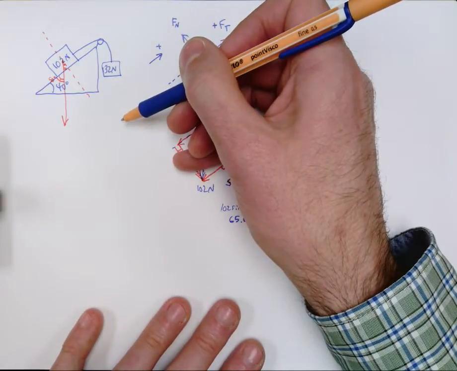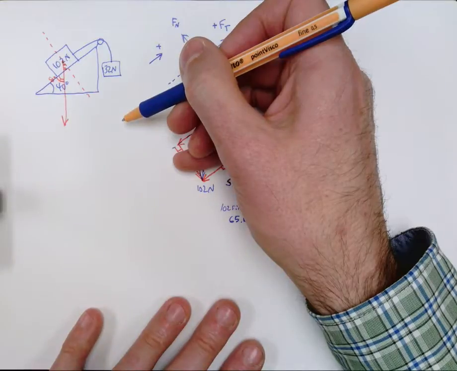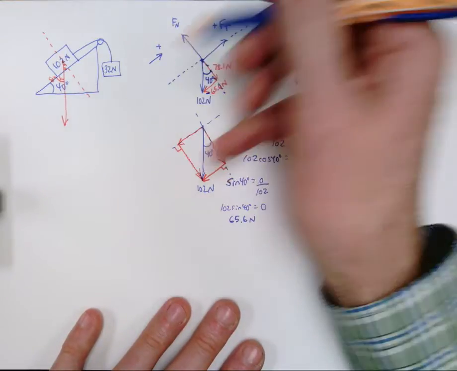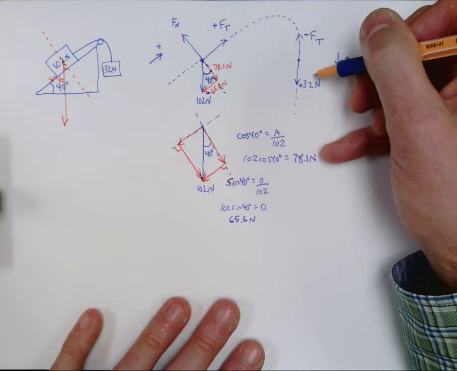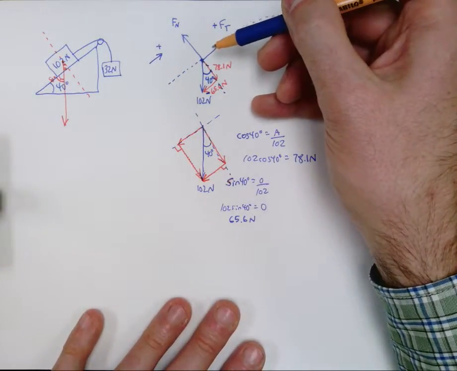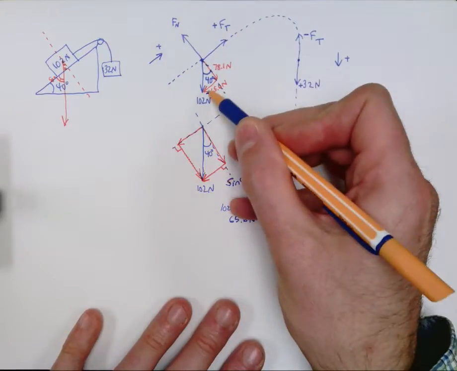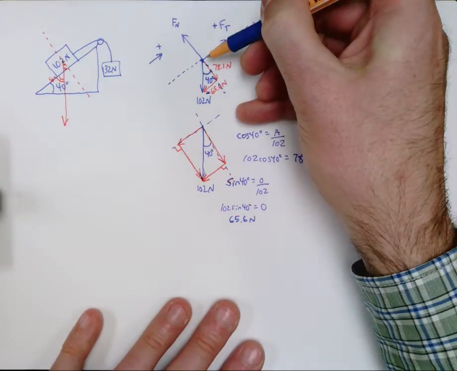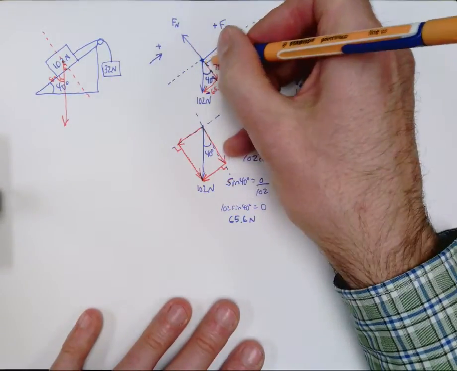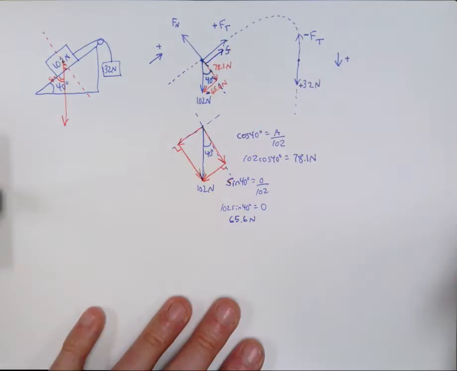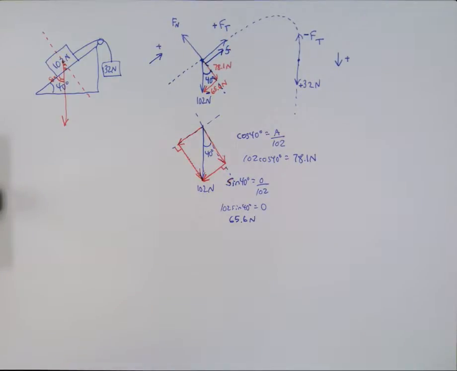In order to be at rest, if that's the case, friction has to help this weaker 32 newton force. Friction always points in the opposite direction of slipping, or the way that something would have a tendency to slip. Because this is larger, the system has a tendency to slip this way. So friction is always going to point in the opposite direction of which way something has the tendency to slip.